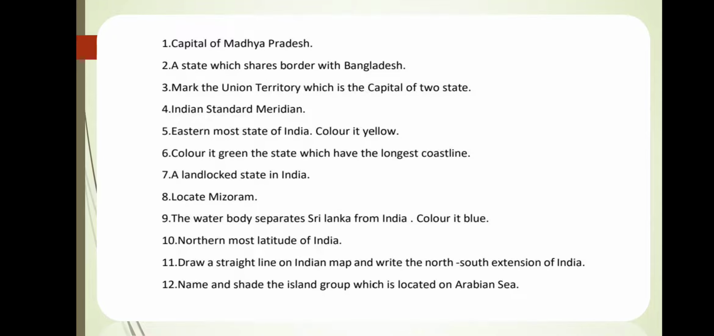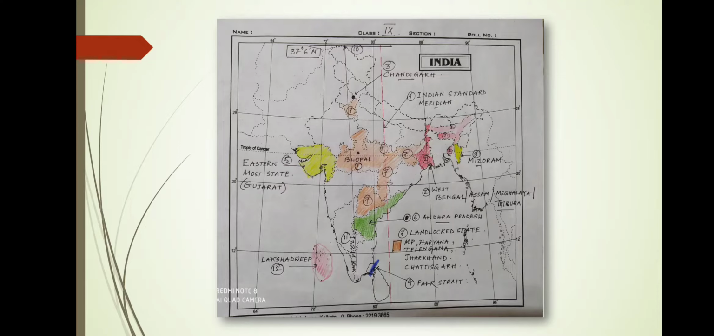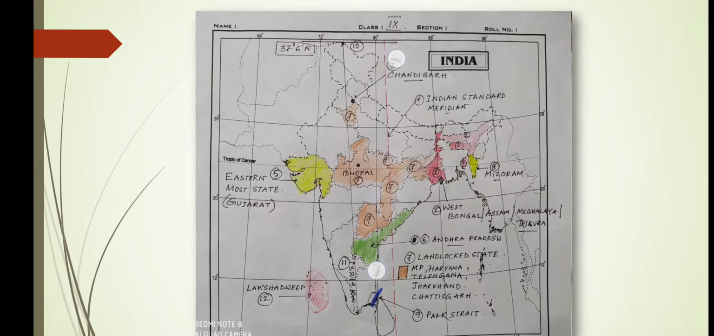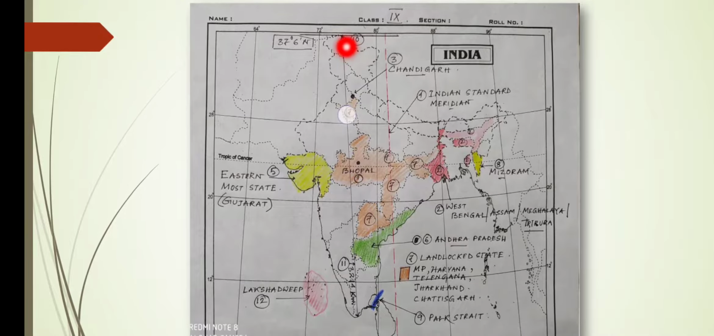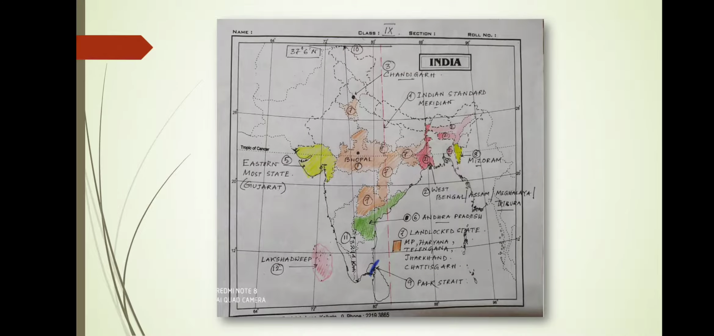Next, question number 11. Draw a straight line on the map and write the north-south extension of India. See, I have drawn one straight line from the north to the southern part of the map, and written the extension given over here, that is 3214 kilometers, and given it number 11. This line is the north-south extension of India. You can see this line in your book also.